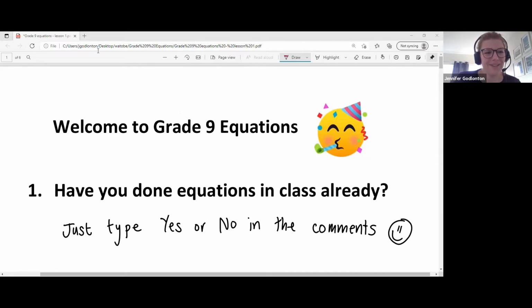Hi guys, I see all of you joining. When you join, can you try and find the chat? If you go to the top of your screen and you click where the three little dots say more, it should give you a chat option. And then just put into the chat box, yes, if you've done equations, and no, if you haven't done equations. I just want to get an idea of how many of you have done it in class. It'll also be good for us all to know where the chat button is.